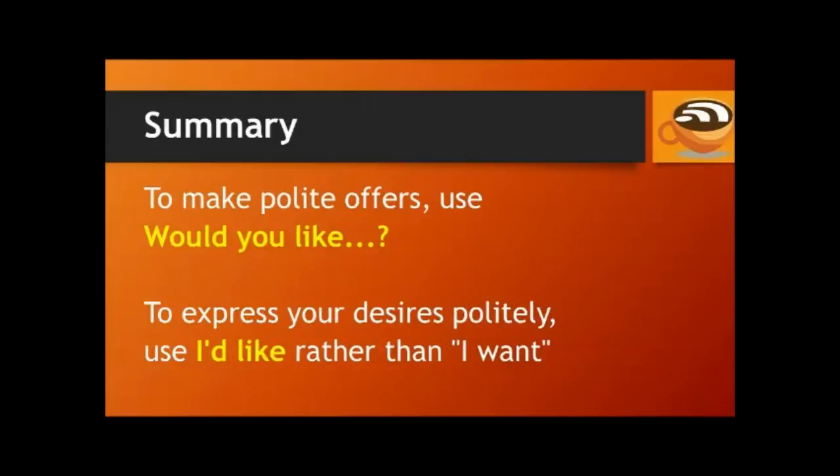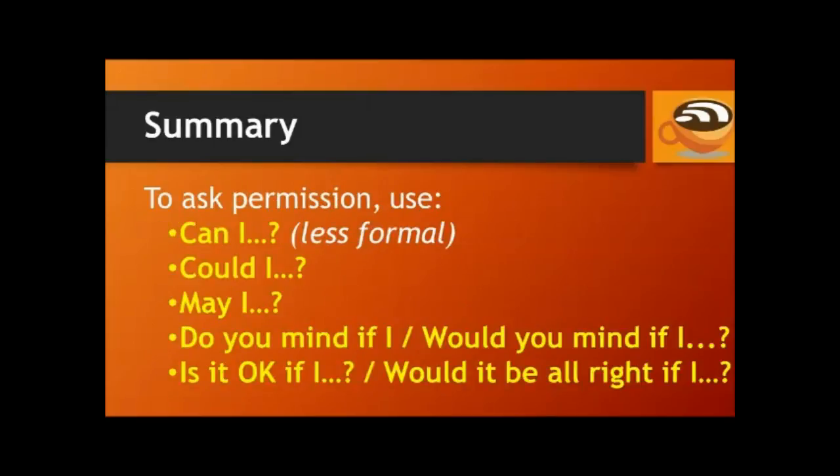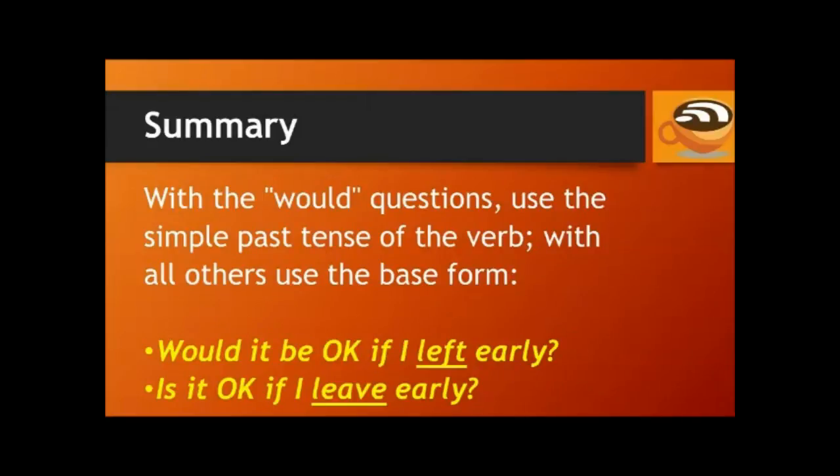To make polite offers, use would you like, and to express your desires politely, use I'd like rather than I want. To ask permission, you can use can I, which is less formal, could I or may I, do you mind if I, would you mind if I, is it okay if I, or would it be all right if I. With the would questions, use the simple past tense of the verb. With all others, use the base form. Would it be okay if I left early? Or, is it okay if I leave early?